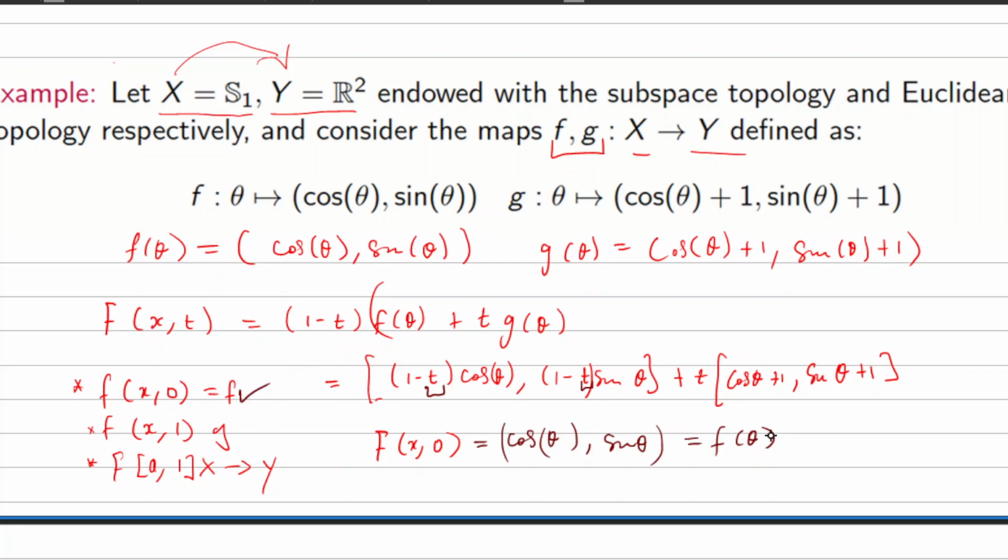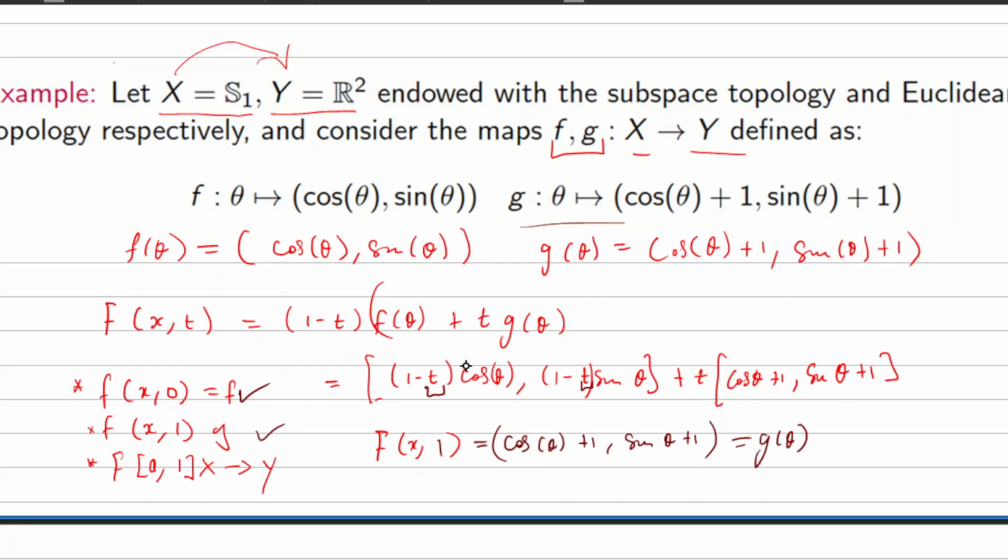I'm going to erase this due to space. So let's try condition 2. At time equals 1, when I put 1 here, it will be 1 minus 1, 0, and 1 minus 1, 0. So I'll just remain with this part: cos theta plus 1, comma, sine theta plus 1. And we can clearly see that this is g of theta. So we have shown this part.